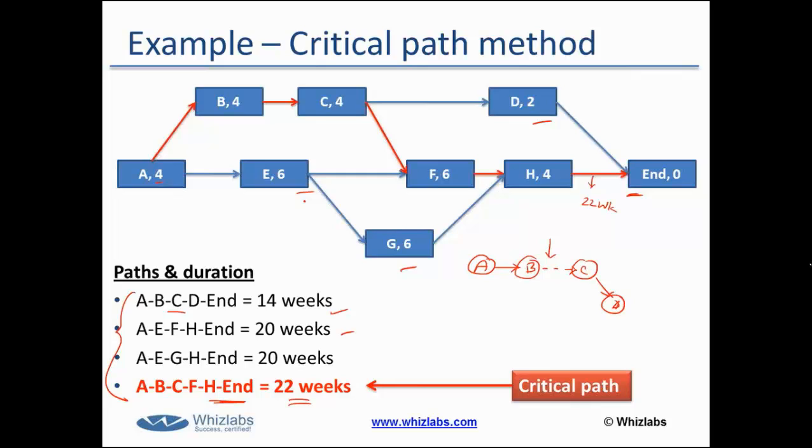See, activities E, G, D are happening in parallel. So even if I delay them, that might or might not have any impact on the project. But if any activity on the critical path is delayed, that would definitely impact the schedule of the entire project. That's why it is critical for the project management team to closely manage the activities on the critical path. In other words, that is the reason this path is called the critical path.